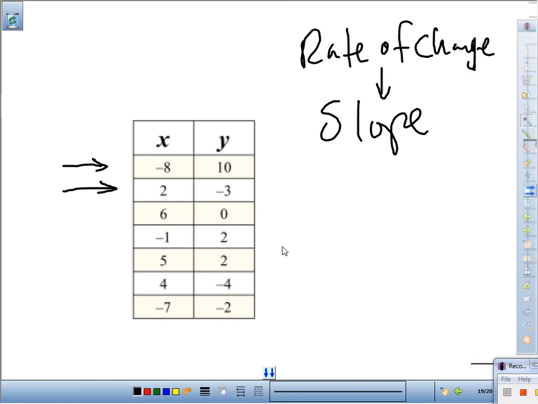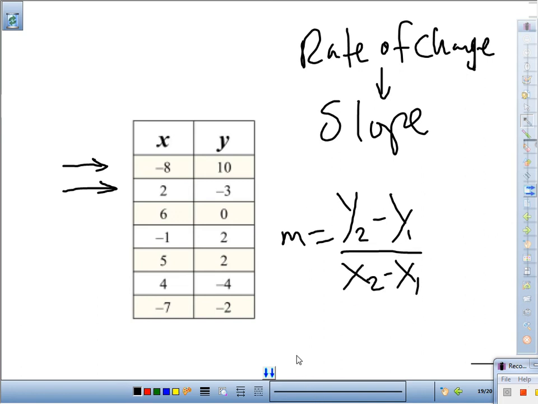Ready? M equals y sub 2 minus y sub 1 over x sub 2 minus x sub 1. Still don't see it? Here's point number 1, and here's point number 2. Do you see it now? Yeah, you just need to label it. X sub 1, y sub 1, x sub 2, y sub 2. Do we know what to do from there? Yes.